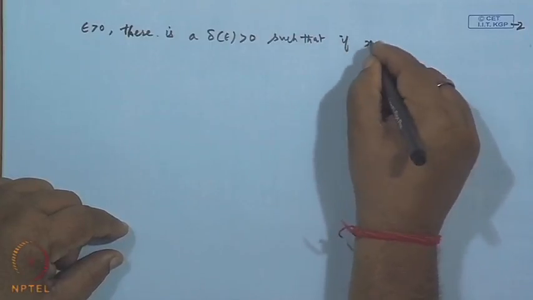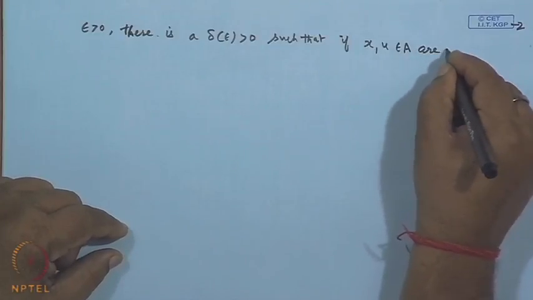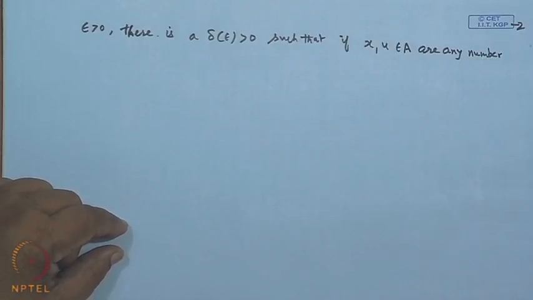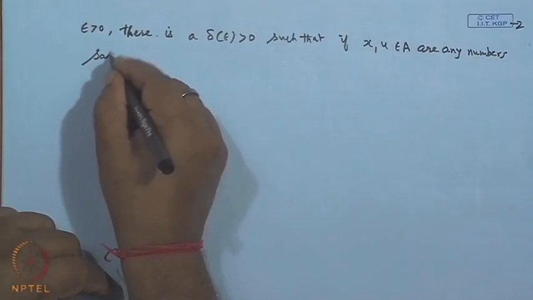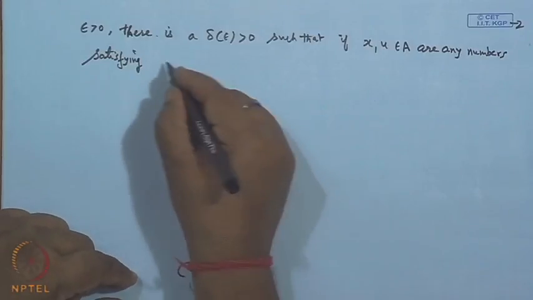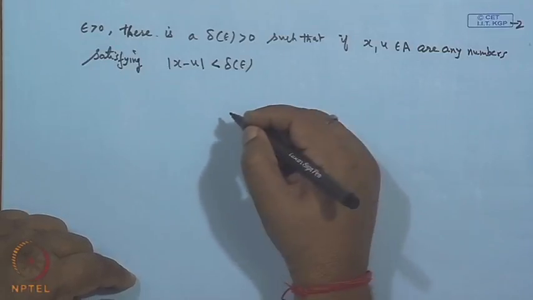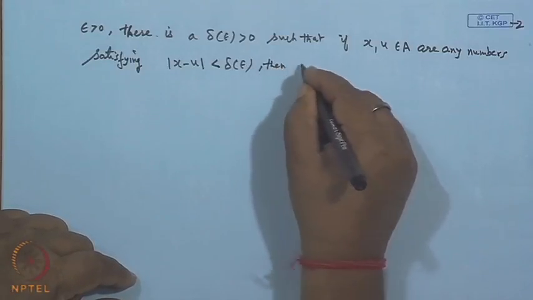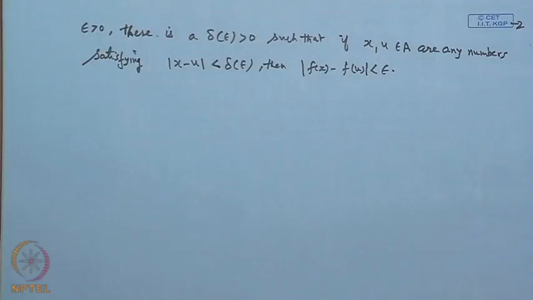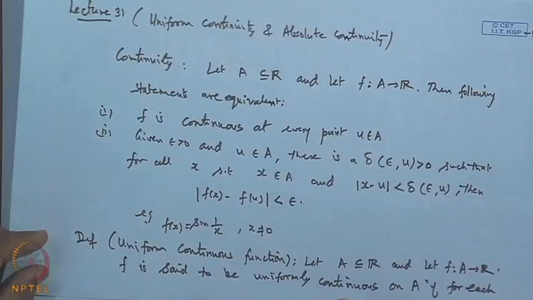if x and u are any two arbitrary points of A satisfying the condition mod of x minus u is less than delta, which depends on epsilon only, then mod of f(x) minus f(u) is less than epsilon. So, what this shows is that a function is said to be uniformly continuous over the set A.